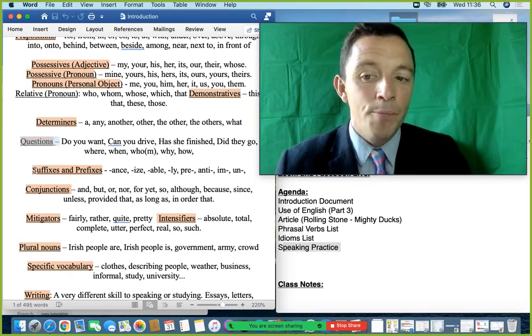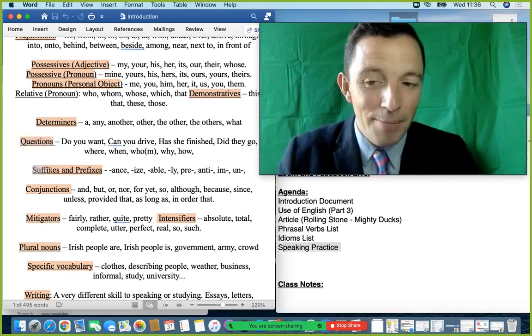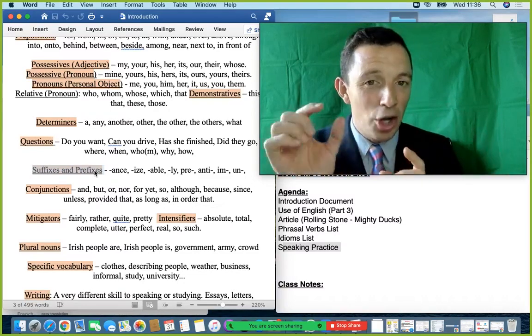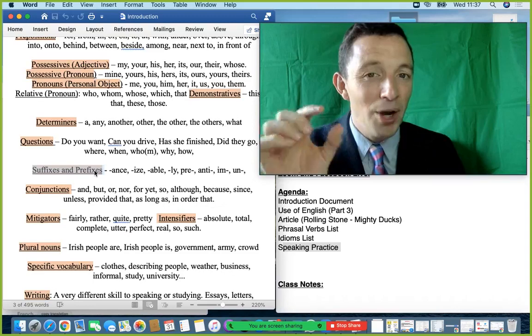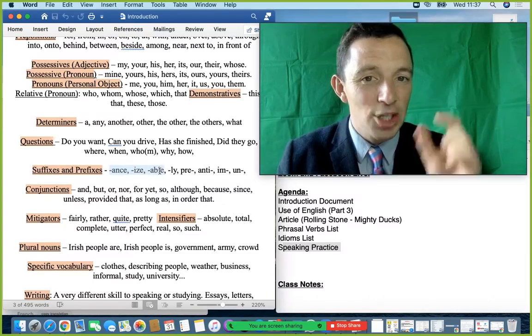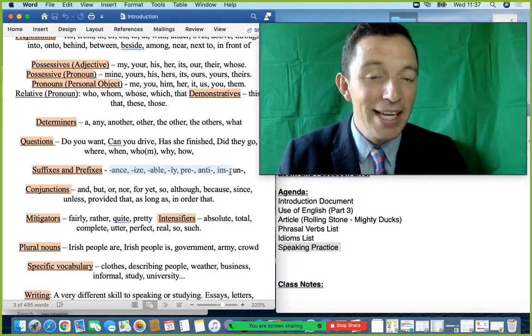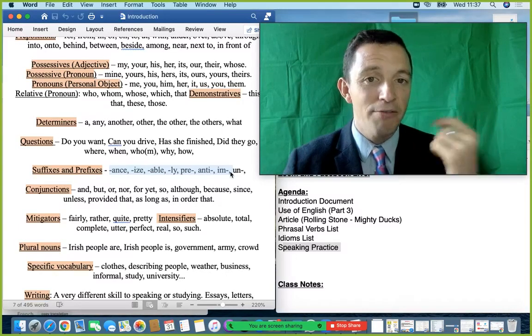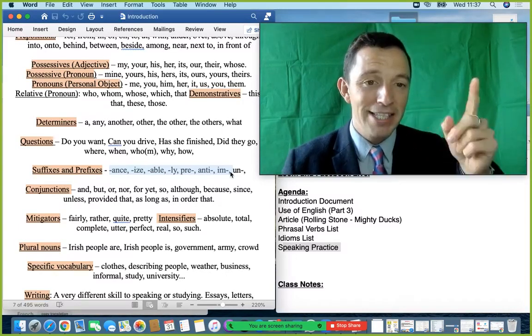Okay. The next area is called suffixes and prefixes, and this is a little secret to help you learn English a lot. Normally the end of the word, the suffix, is a big clue, a big help to identify the form of the word. Is the word a verb? Is it an adjective? Is it a noun?